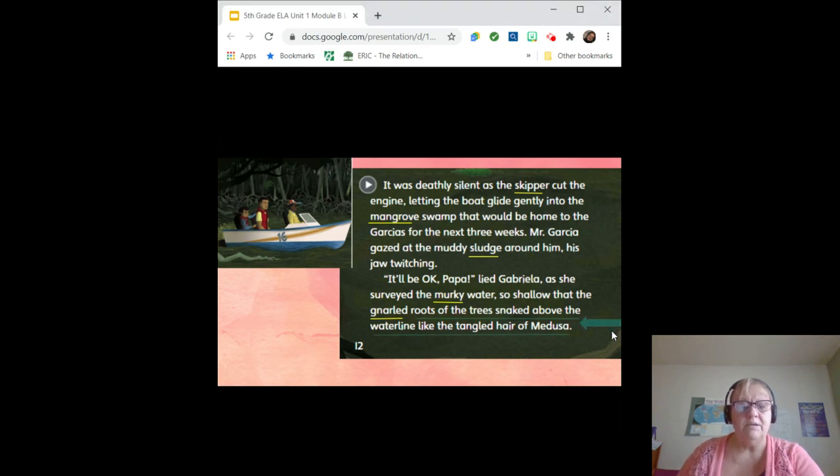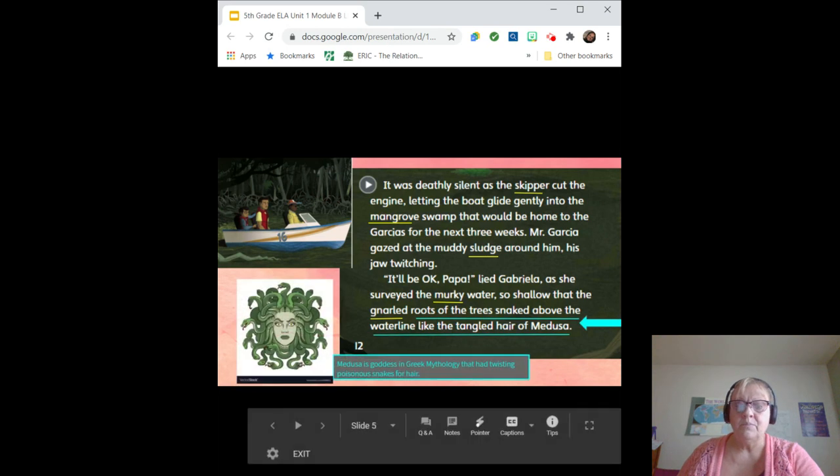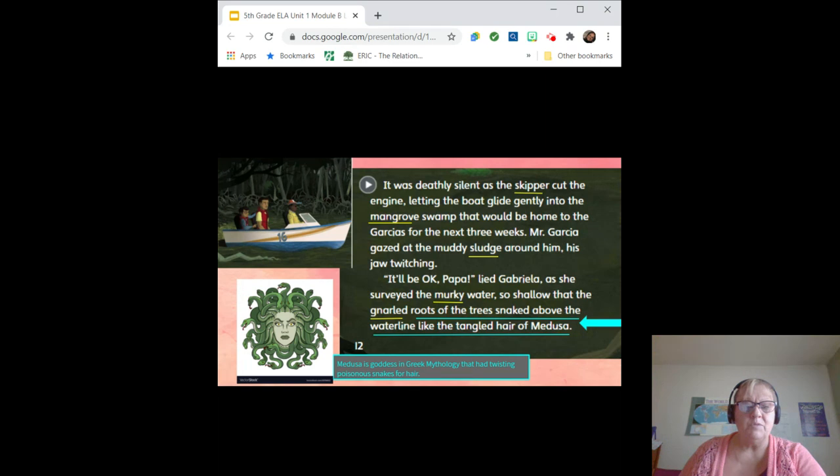Medusa is a mythical goddess that had twisting poisonous snakes for her hair. So if the tree roots were like Medusa's hair, that would mean they would be protruding out of the swamp or easily seen above the ground and all tangled up. That simile does create a good picture in my mind. How about you?